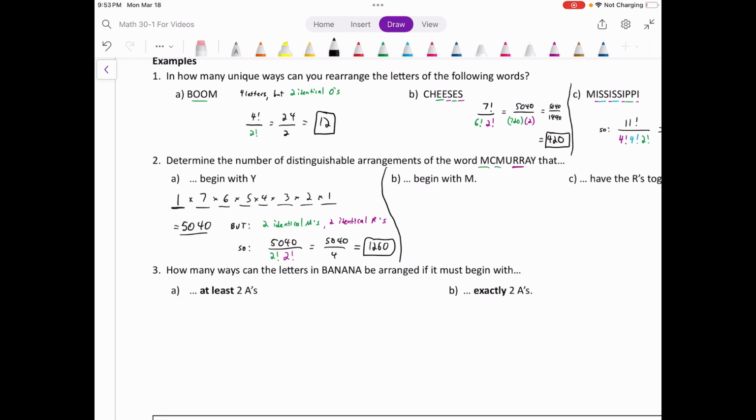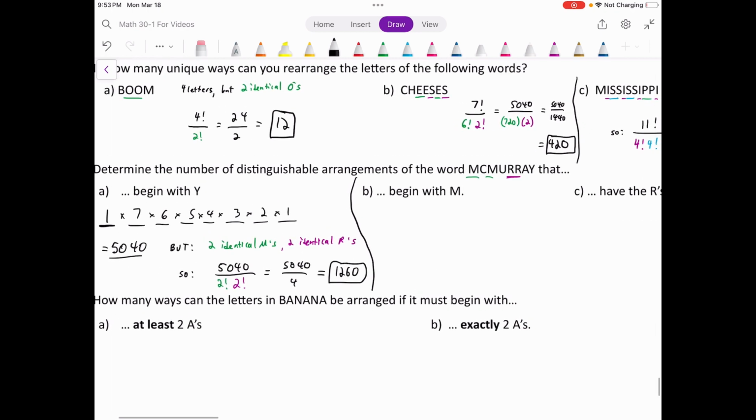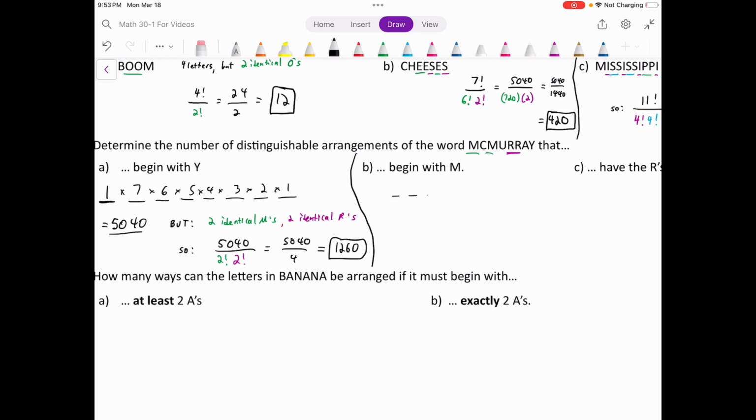All right, let's look at the number of distinguishable arrangements of the word McMurray now that begin with an M. So there's kind of 2 ways you could go at this. I'm going to just stick with 1, 2, 3, 4, 5, 6, 7, 8. Now there are 2 M's. So what you could do is you could put the 2 here. You could also recognize that those really aren't 2 different outcomes, right? Putting one M there or putting the other M there doesn't actually make a difference. It won't be distinguishable, right? By putting one M versus the other.